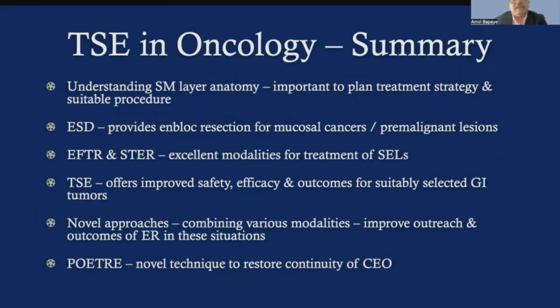Therefore, to summarize, for third space endoscopy in oncology, we need to understand the submucosal layer anatomy in detail, because that helps us to plan the treatment strategy and to select the suitable procedure.